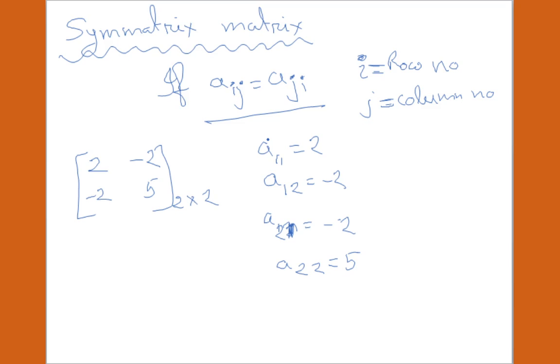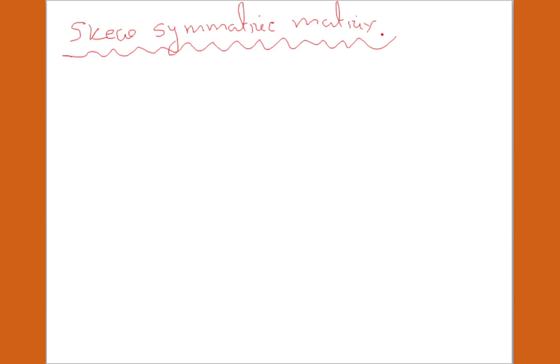So next one is skew symmetric matrix. A matrix is said to be skew symmetric if Aij is equal to minus Aji.